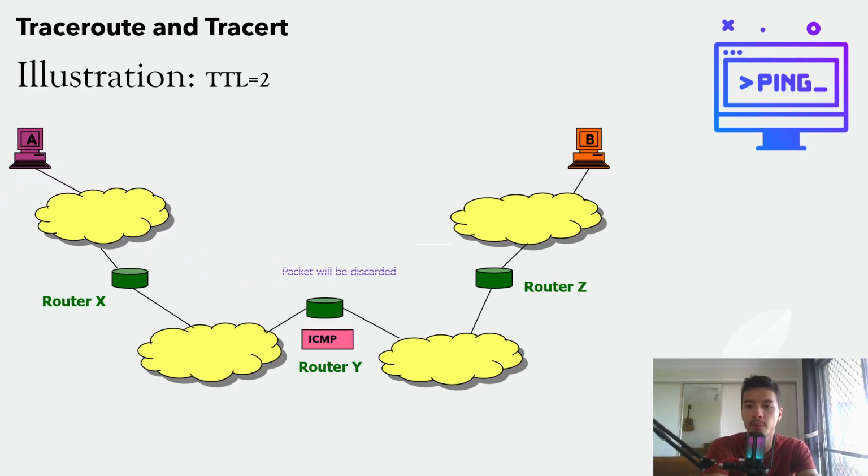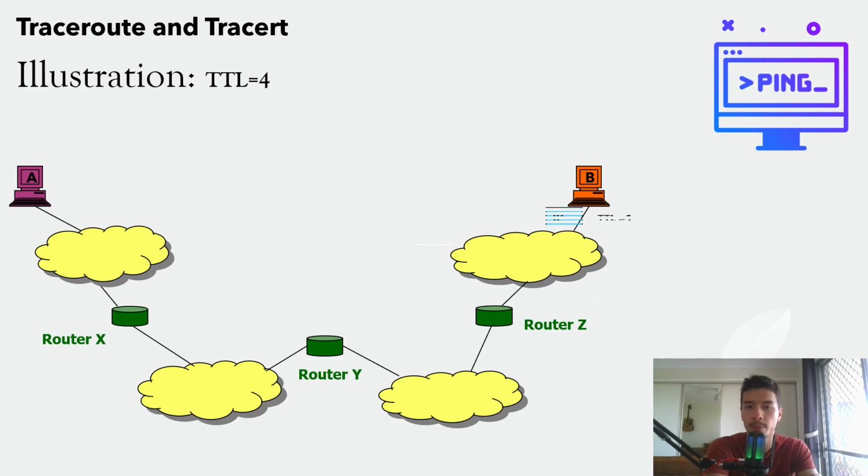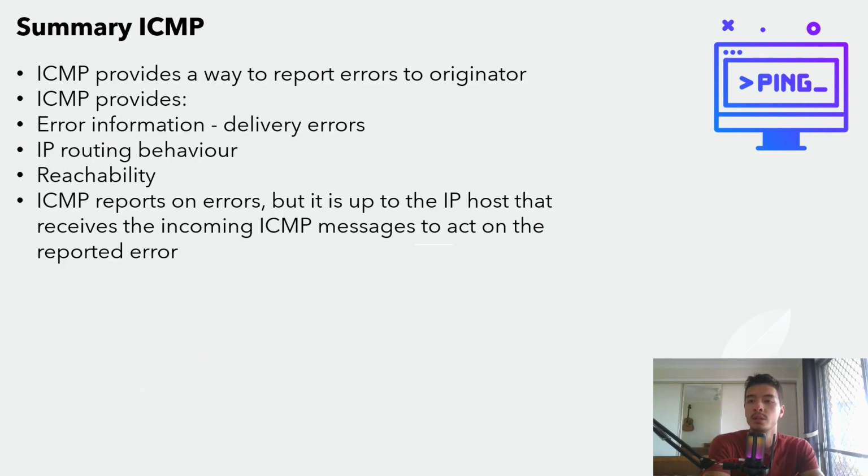Let's go to number 2, packet exceeded, boom, back to the originator. And number 3, you get the point. Number 4, actually number 4, hold on, let's go back to that one. So number 4, the hop limit is 4, and nothing happened. So ICMP provides a way to report errors to the originator. ICMP provides error information, delivering errors, routing behavior, reachability. ICMP reports on errors, but it is up to the IP host that receives the incoming IP messages to act on them.